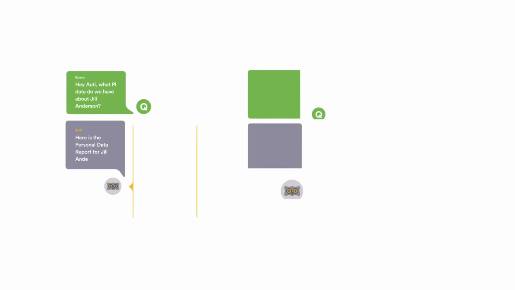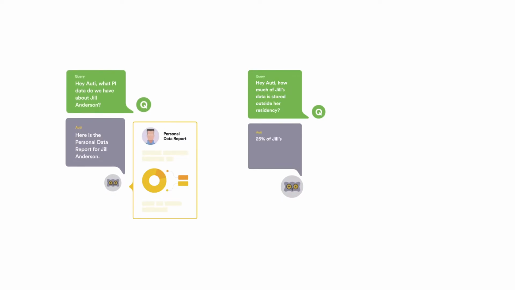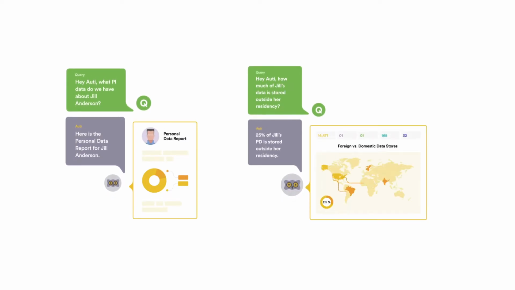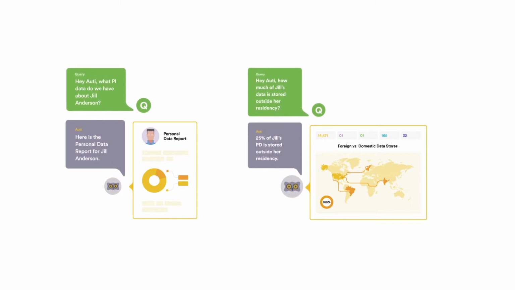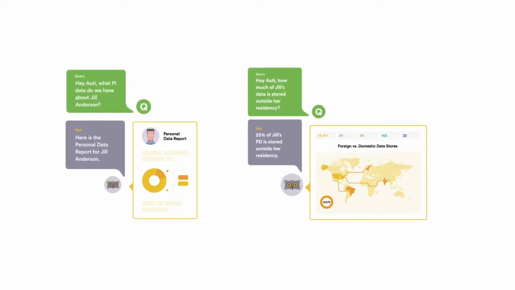From this point onwards, you can simply ask questions in plain language about the personal data and its owners, such as, "Hey Audi, what records do we have about Jill?" Or, "Hey Audi, what personal data do we have for California residents in Europe?" Or, "Audi, show me financial data for Jill in Hadoop."